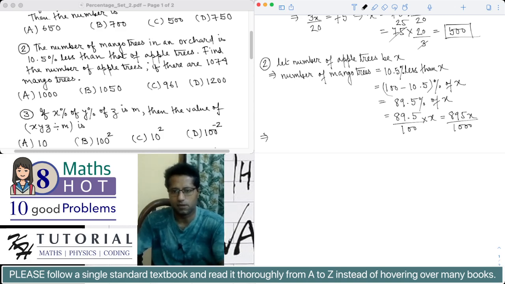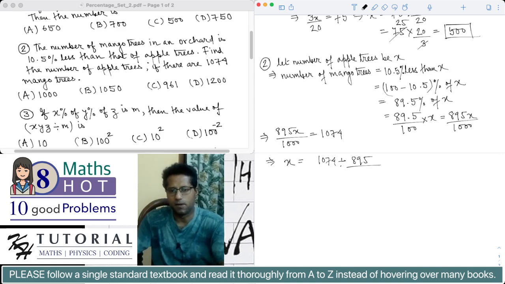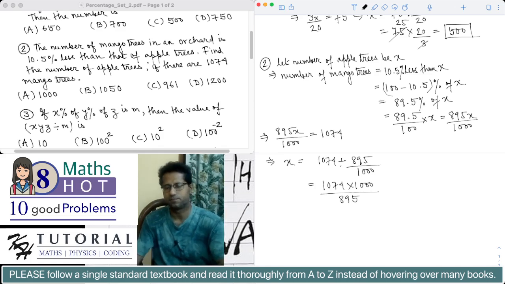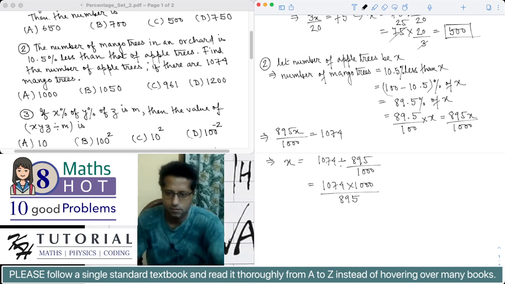So this implies we must have 895x by 1000 equal to 1074. So this implies x, that is the number of apple trees, is equal to 1074 divided by 895 divided by 1000. This is equal to 1074 multiplied by 1000 divided by 895. Now we have to simplify this.